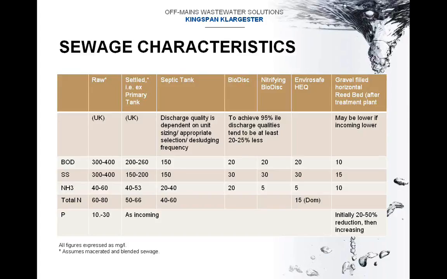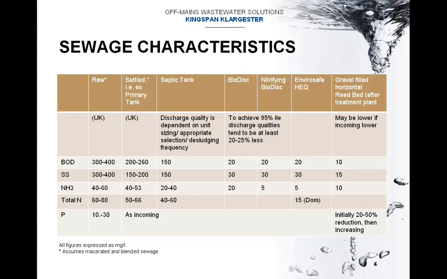However, in some septic tanks, the BOD may increase due to the sewage going septic. In a treatment plant, we try to get the BOD levels down to 20 milligrams per litre. In suspended solids, again in raw sewage, the quantity is 300 to 400 milligrams per litre. In a treatment plant, we can get this down to 30 milligrams per litre.